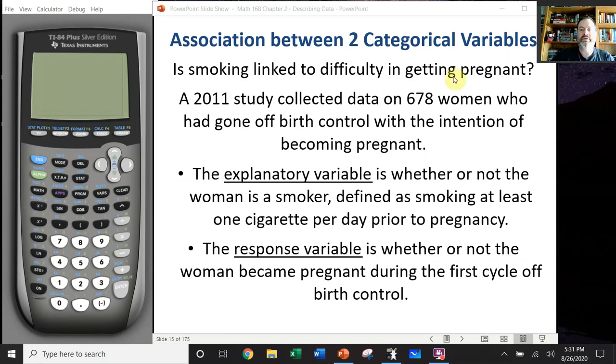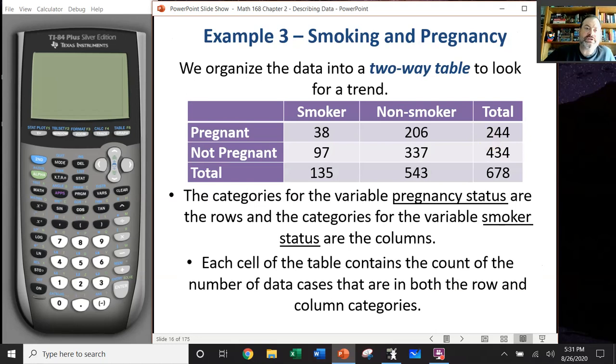Nice large study, that's a good sample size. So how do we determine if an association exists between smoking and difficulty in getting pregnant? What we're going to do is build visualizations. And the first visualization is just organizing the data, right?